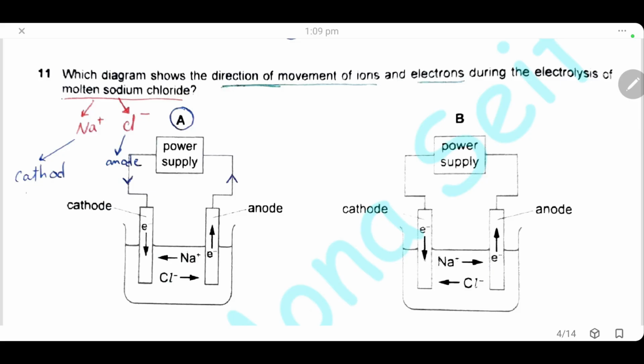And for the direction of electrons, sodium ions accept electrons from the cathode. So the direction of electrons should be from the cathode to sodium, as we can see from the arrow here. And chloride ions lose electrons at the anode, so the direction of electrons should be from the chloride ions to the anode and up to the outer circuit.